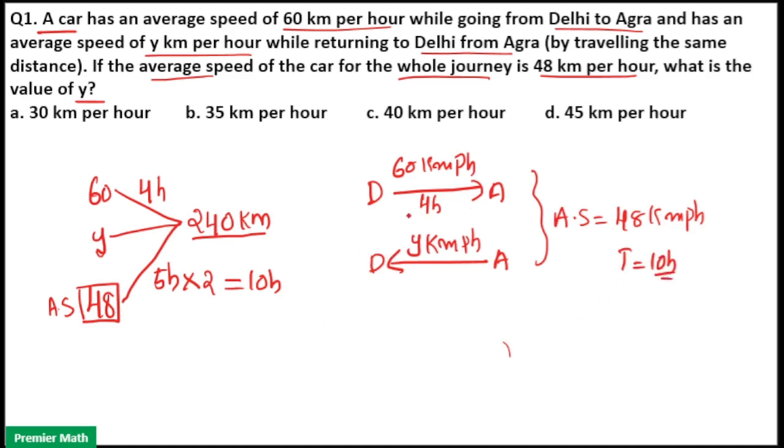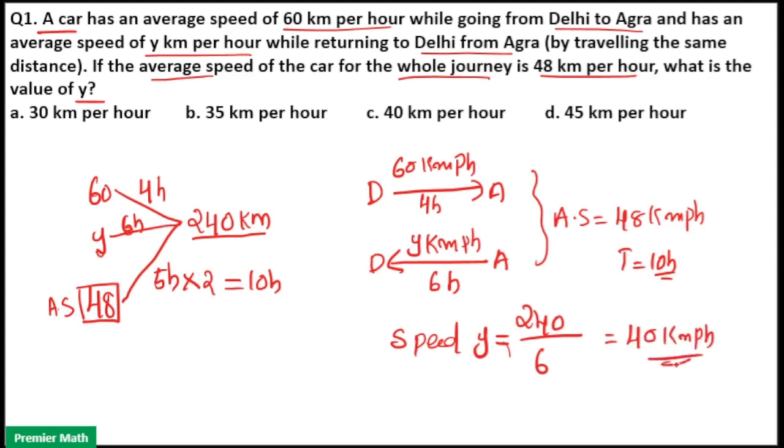Here one side this car takes 4 hours. That means two side this car takes 6 hours. So this will be 6 hours because total time is 10 hours. That means to cover A to D distance, this car takes 6 hours. So speed is distance 240 km divided by time taken, 6 hours. So 40 km per hour is your answer. So option C is your answer.